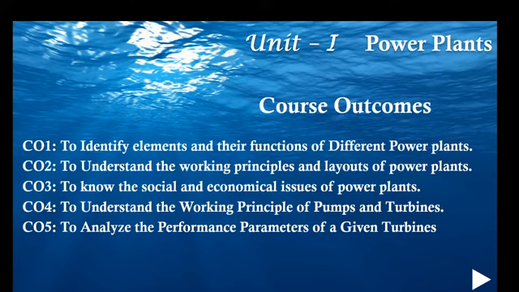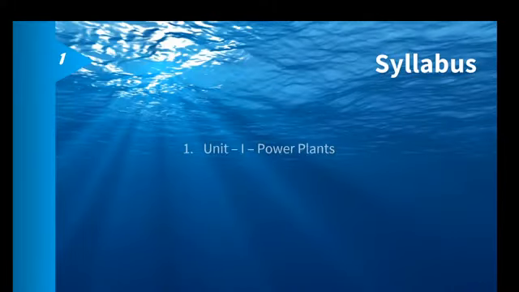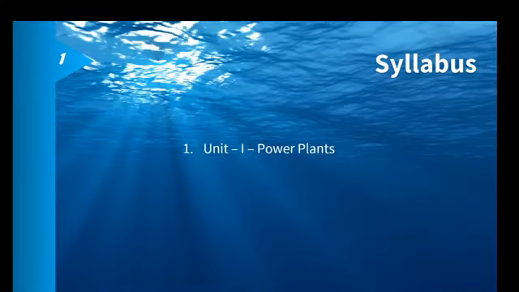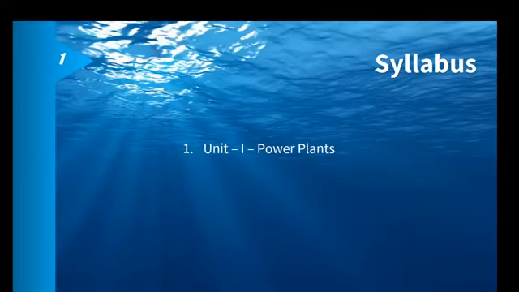In this Basic Civil and Mechanical Engineering subject, Part B, the mechanical syllabus, consists of a total of 3 units. The first unit is power plants, the second unit is transmission of power, and the third unit is computer aided design and manufacturing. These are the 3 units we are going to study in Part B of the Basic Civil and Mechanical Engineering subject.